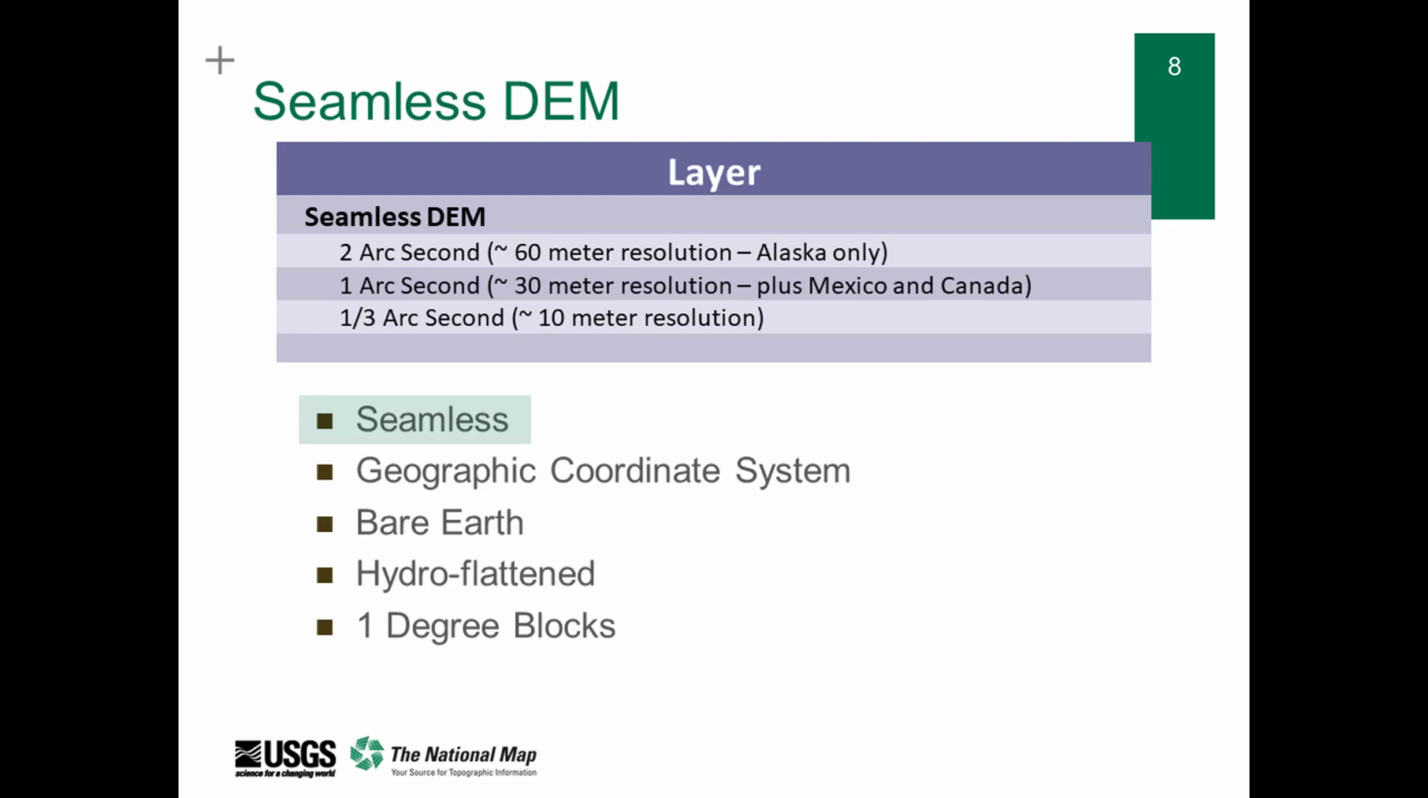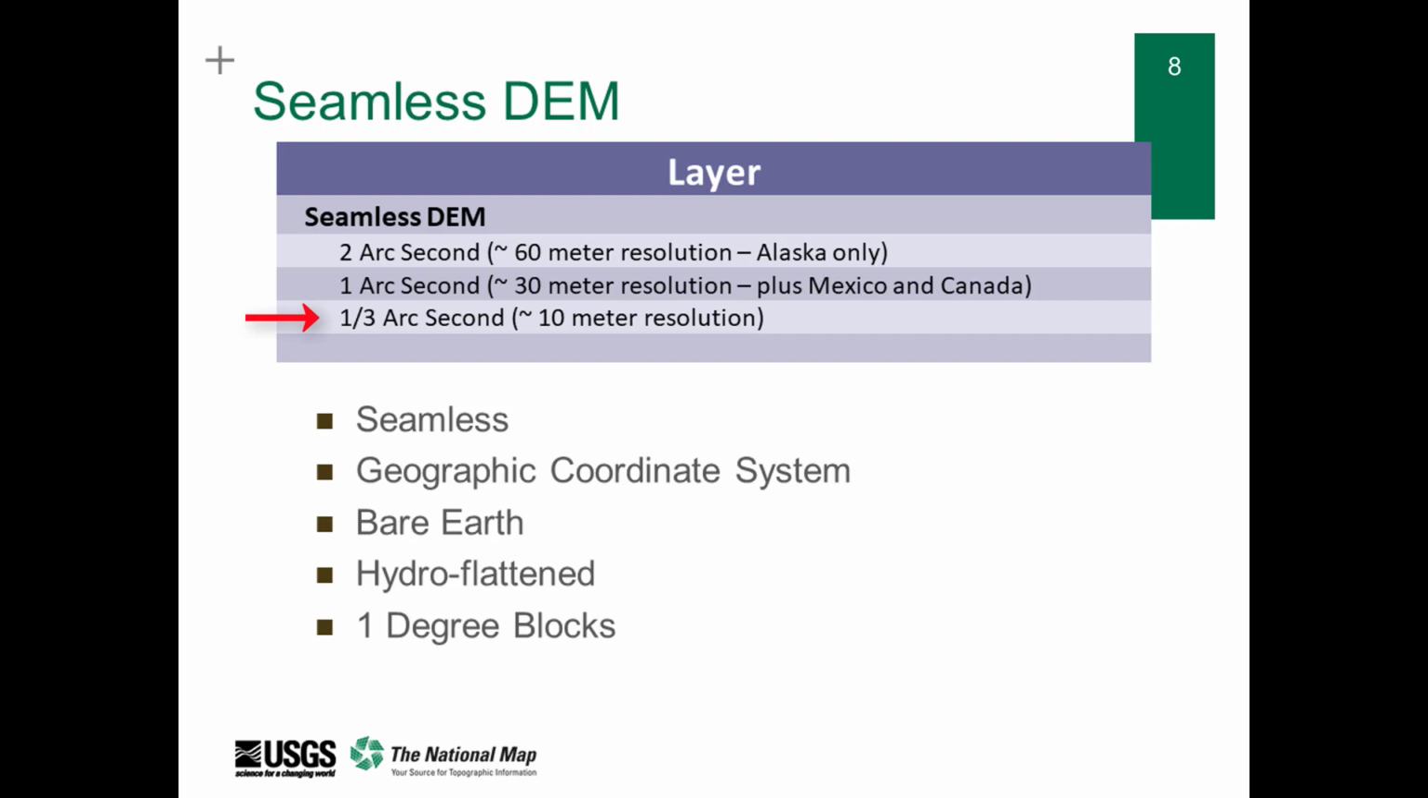Seamless DEMs are always bare earth and do not include above-ground features. Hydroflattened refers to a consistent elevation built in along the edges of water bodies and wide rivers so that water forms a smooth surface. The seamless DEMs are also distributed by large 1-degree blocks, simplifying the distribution process. This is a region that is 1 degree latitude by 1 degree longitude. The blocks range from about 4,300 square miles in southern Texas to about 3,100 square miles along the Canadian border to 1,600 square miles in northern Alaska.